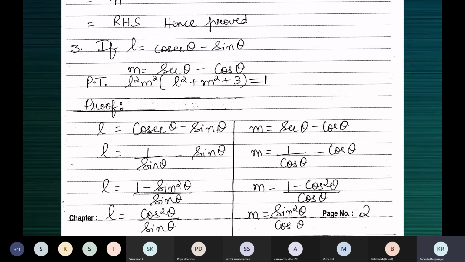So L is given to be something like this, M like this. We know that cosecant is 1 by sine, so you can understand these steps. M is equal to secant minus cos, and secant is 1 by cos. LCM, and yes, so we have found new expressions for L and M. And we are going to substitute these expressions in the LHS.